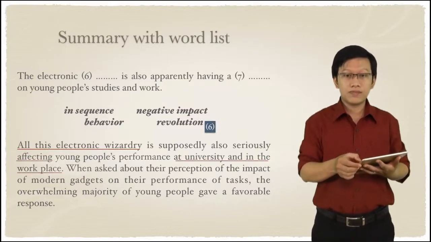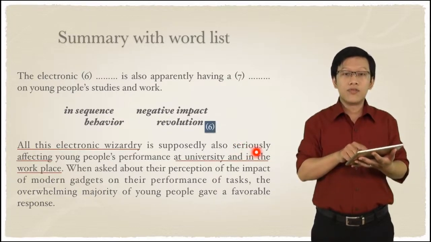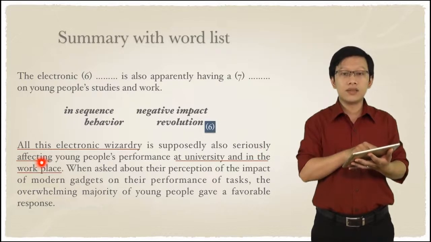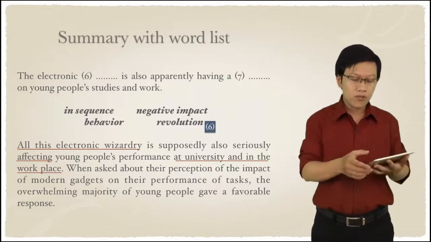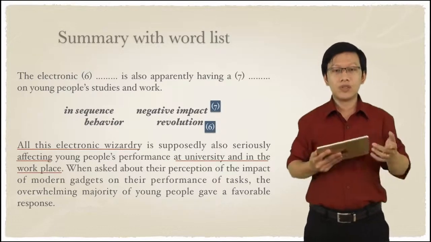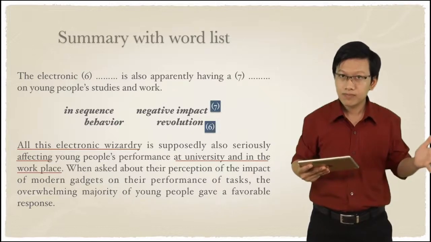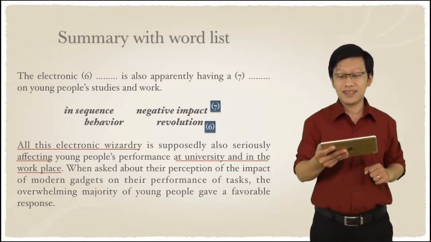And for number 7, seriously affecting. And seriously affecting means a good effect or a bad effect. Of course, that means a negative impact on student or young people's studies and work. That's it. Too easy, I think.